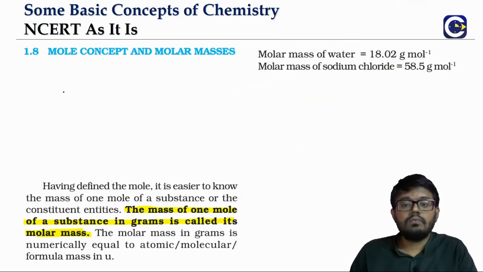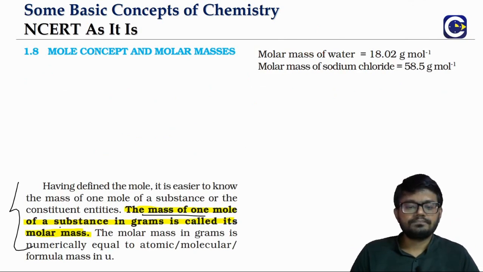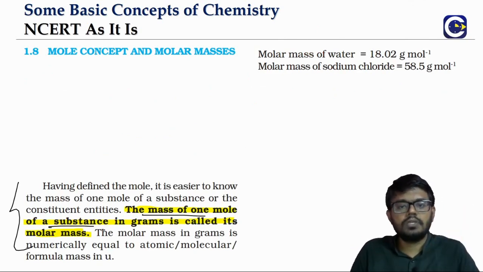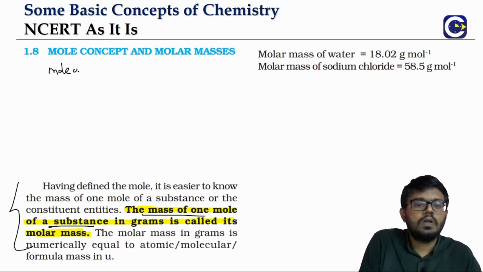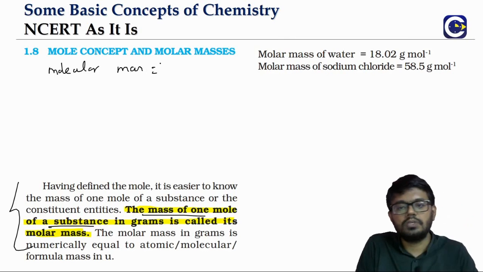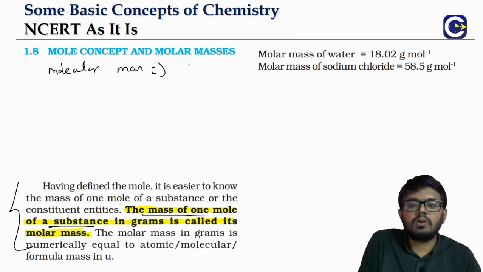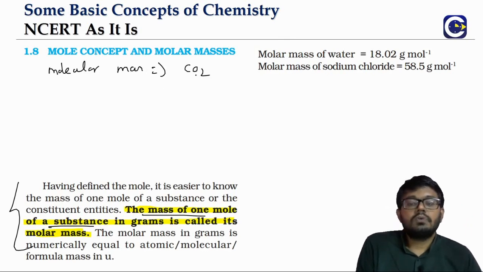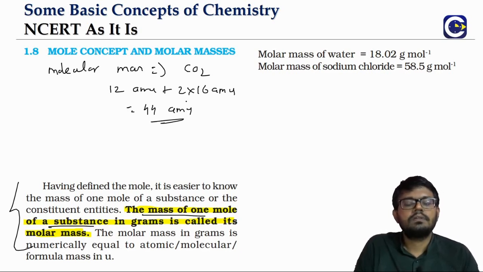Okay, now we will look at the molecular form. The mass of one molecule is what we call the molecular mass. Like for example, take CO2 itself. CO2 has one carbon and two oxygens. Carbon is 12 AMU, and 2 oxygens means 2 into 16 AMU. So approximately it is 44 AMU, because we are rounding off the numbers. That is the molecular mass.